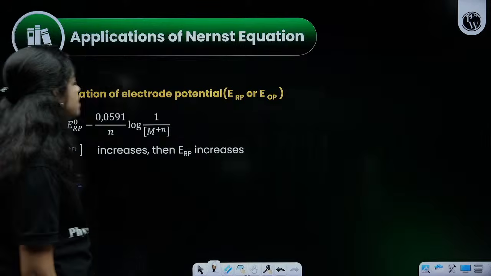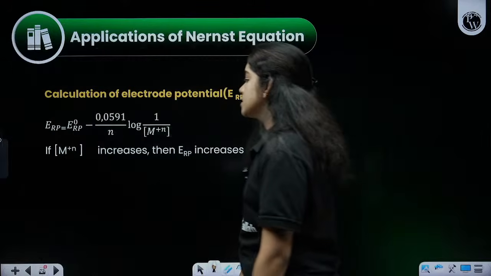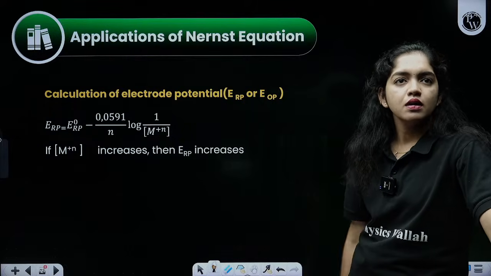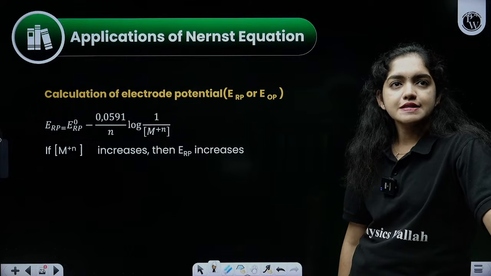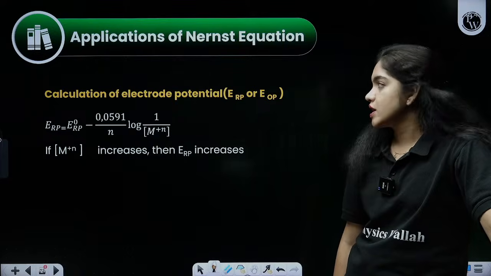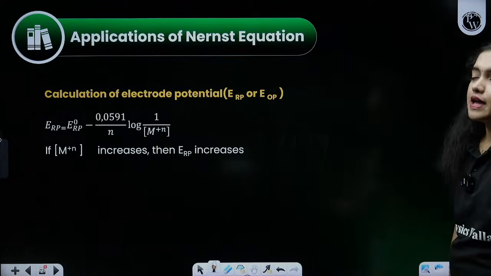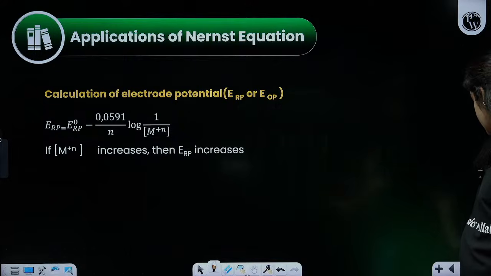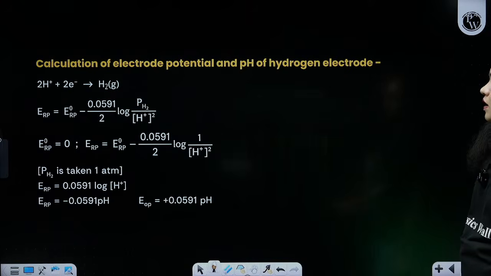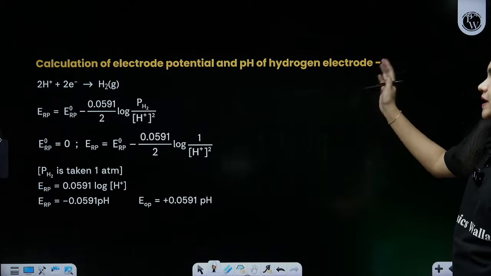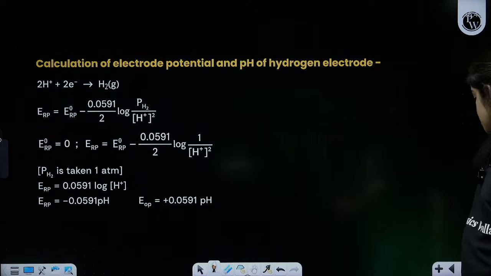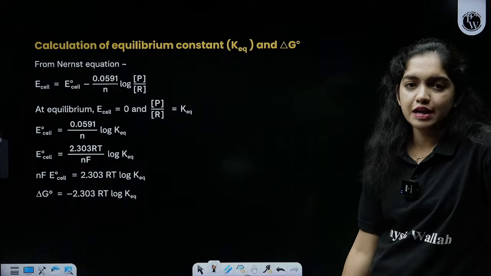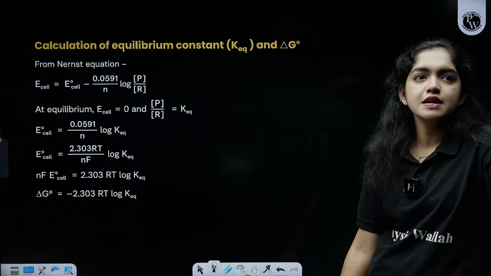Then, the application of the Nernst equation. What are the applications? To calculate the electrode potential. That's the main application that we already discussed. We can calculate E0 cell. The next one is that we can calculate the electrode potential and pH of any hydrogen electrode, that is SHE. What is SHE? If we don't know the potential of one electrode, we can use a hydrogen electrode made up of platinum and hydrogen gas.